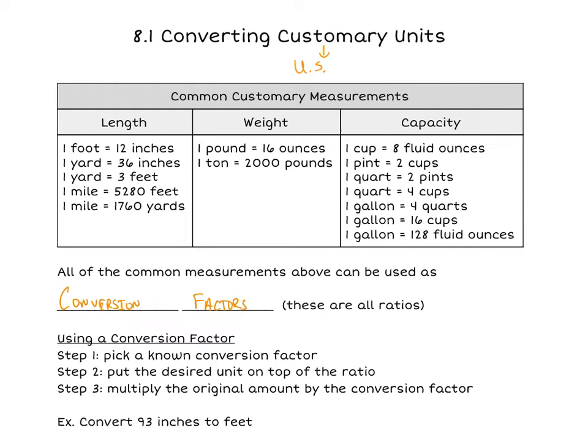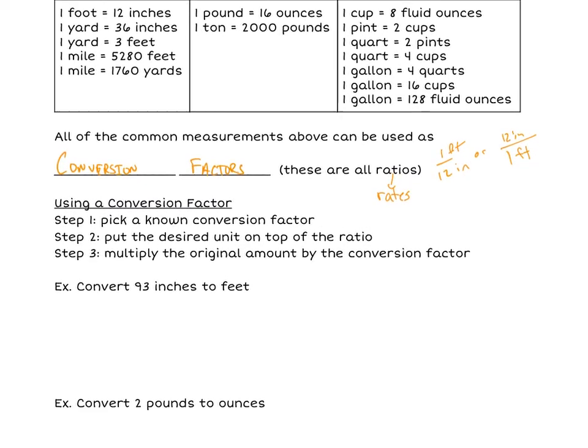So conversion factors, we can convert with them. They are all ratios, so they can be written like a fraction. You can write it as 1/12 for 1 foot over 12 inches. Or if you want, you can say 12 inches to 1 foot because they are ratios. And if we want to be picky with it, we can say that they're more than ratios. They're actually rates because they have units.